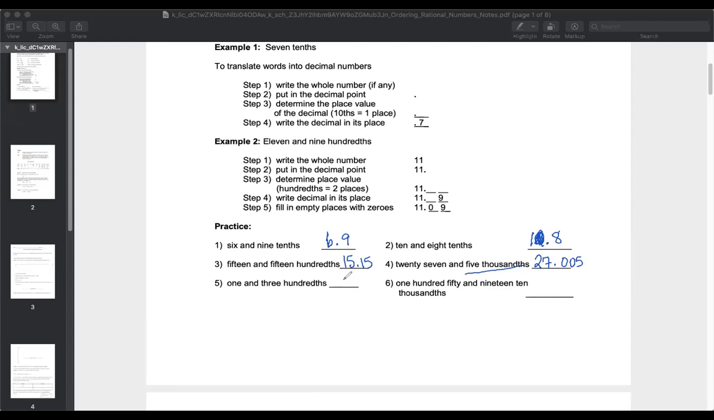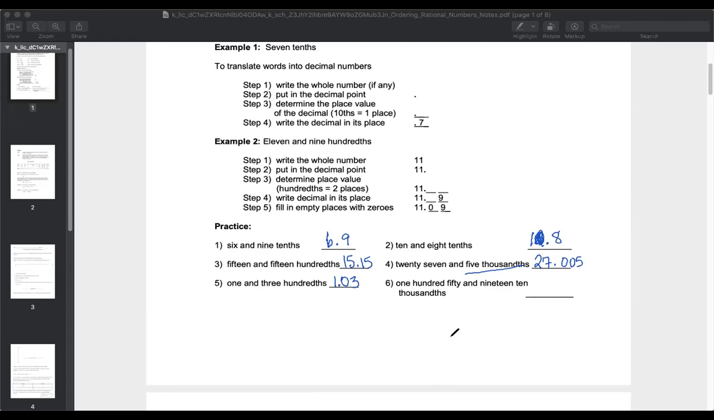Okay, and then number 5, 1 and 3/100ths. 1.30? 1.03. Yes, 1.03. Thank you. 1.03. Good.